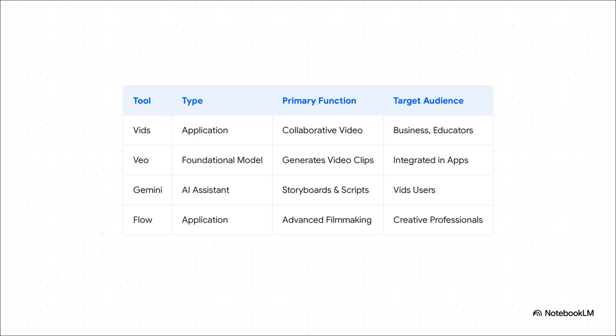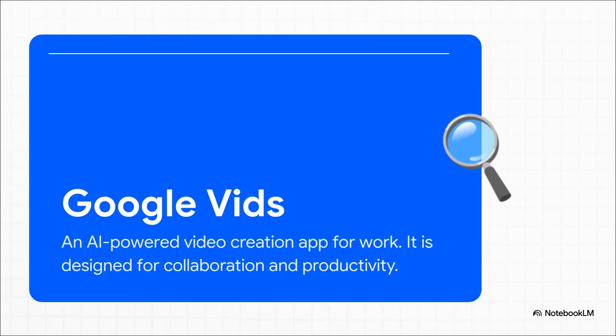You can see Vids is the user-friendly application on top. Veo is that powerful model doing all the heavy lifting underneath. And Gemini kind of acts like the AI assistant helping with scripts. This just shows that Google has this layered strategy with a different tool for pretty much every type of creator out there.